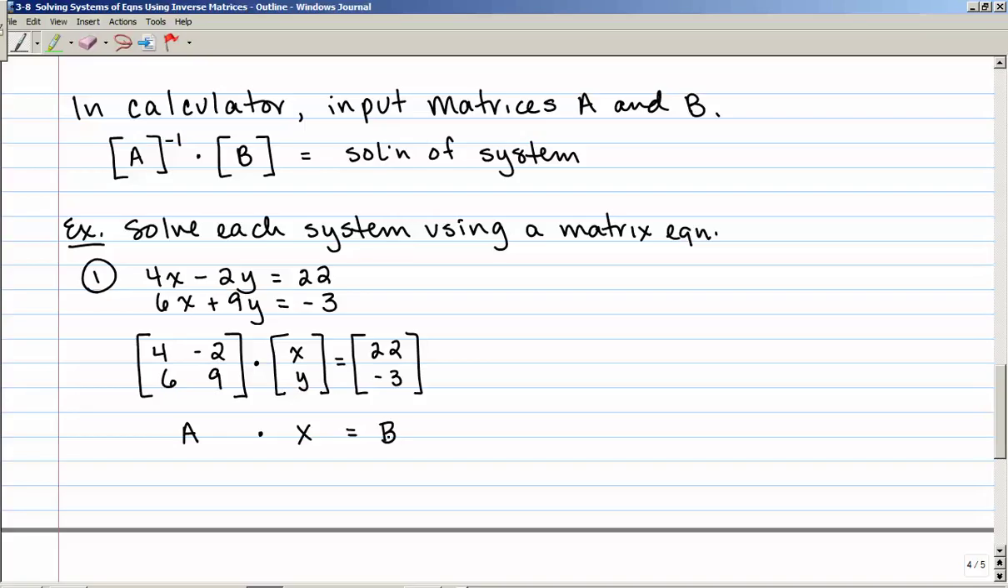And if you'll remember from the previous page, if I multiply both sides of this by the inverse of A, then X is equal to the inverse of A times B. So let's go ahead and put these into our calculator. I'm going to put the A matrix in my calculator and the B matrix in my calculator.